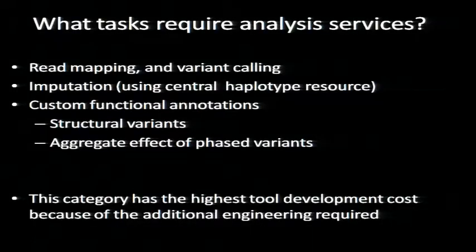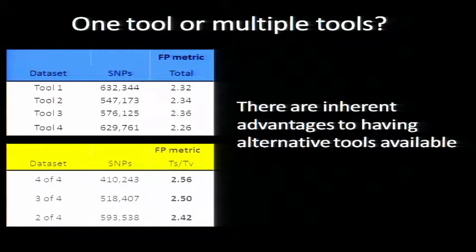This category has the highest tool development cost, because you're not just making these tools available as command line tools, but there's more infrastructural development. Do we need one tool, or do we need multiple competing alternate tools? This is an example, and the specifics are not particularly important, but these were comparisons from the 1,000 Genomes Project somewhere along the way, maybe a year ago. These comparisons are fairly common. We take the same exact data set and process it with a number of different tools. In this case, we were calling with some experimental tools on chromosome 20, and then we compared these. What's important is that if we use the results in combination, say, taking all the variants that are called by at least two different tools, the quality of the data set improves. So the point here is that there are inherent advantages to having alternate tools available.